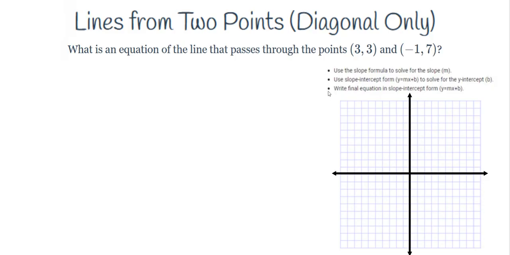We have some guidelines here, but before we get started, visually I want to show you what's happening. They basically give us 2 points. We have (3, 3) and (-1, 7), and we can graph these. (3, 3) from the origin is right 3, up 3. And then (-1, 7) from the origin is left 1 and up 1, 2, 3, 4, 5, 6, 7.